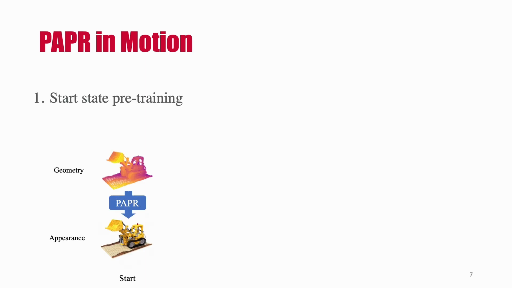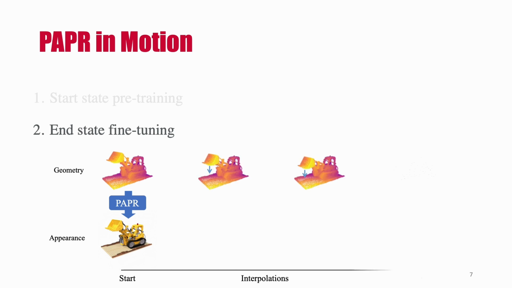To adapt PAPR for scene interpolation, we propose to first train a PAPR model on the start state and use it as a scene template. Then, we fine-tune this scene template using images from the end state. In particular, we first fix all the scene template parameters except for the point positions. The intermediate checkpoints of point position during the optimization process then serve as the interpolation of the scene geometry.